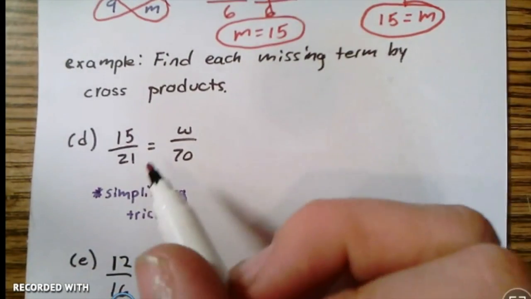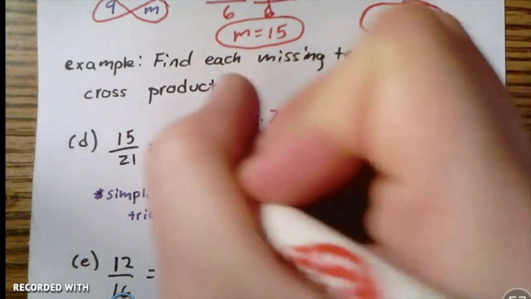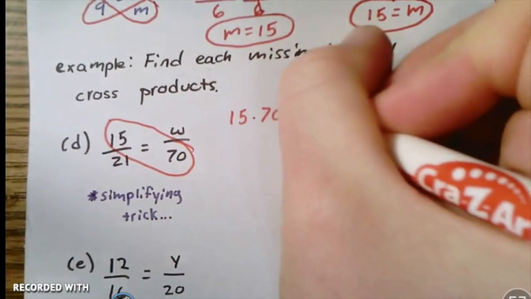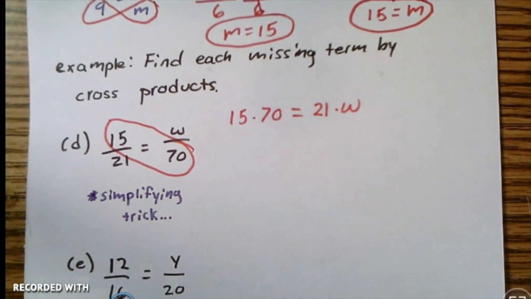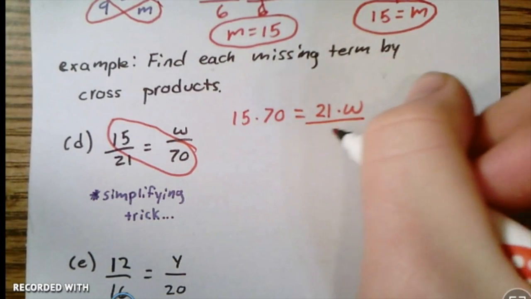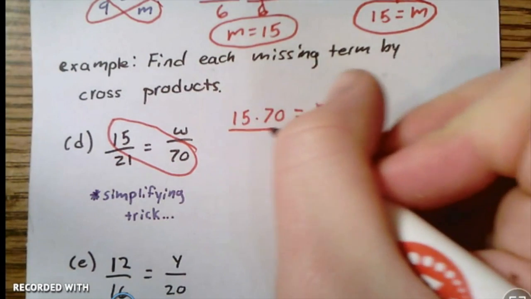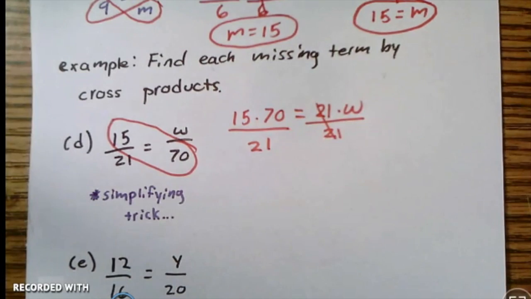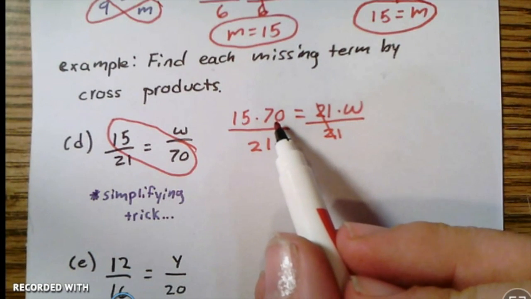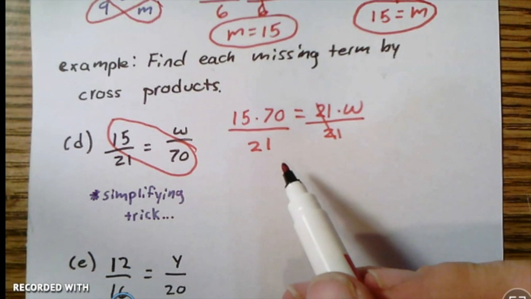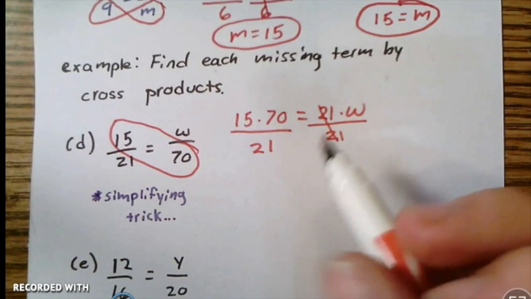So here we've got 15 times 70 equals 21 times w. Now I'm going to divide by 21, so all that's left over here is w, and I'm going to divide by 21. Now if I multiplied 15 times 70 and then divided it by 21, I could do that. I would get the right answer, but that's more work than if I look to simplify first.